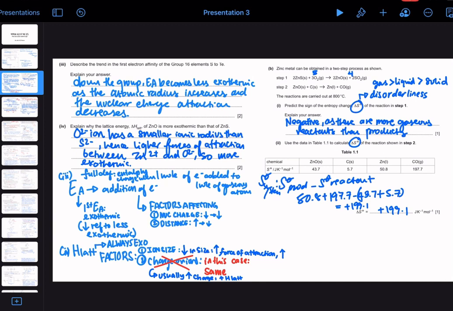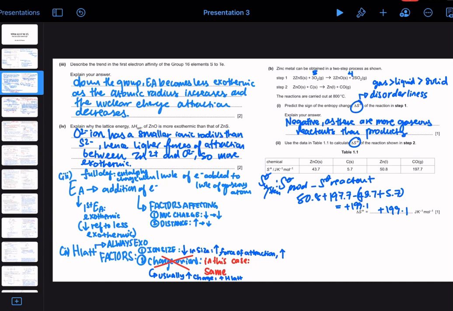So if it's gas, it's more disordered. If it's liquid, it's more disordered than solid, but less disordered than gas. So the answer would be negative for step 1 because there are more gaseous reactants than products. As you can see, the ratio of gaseous product is only 4 and the ratio of gaseous reactant is 5, so it becomes negative. You have more gaseous reactants than products.